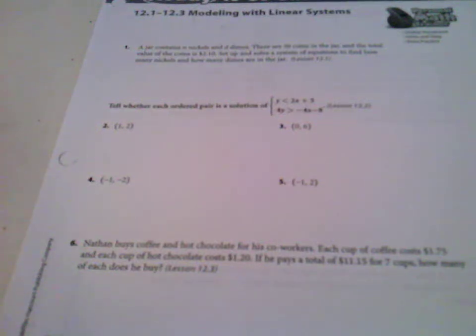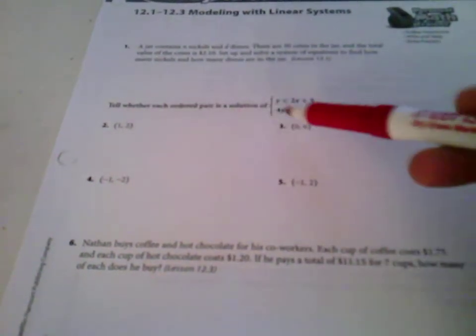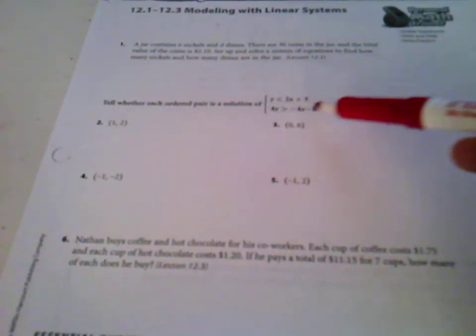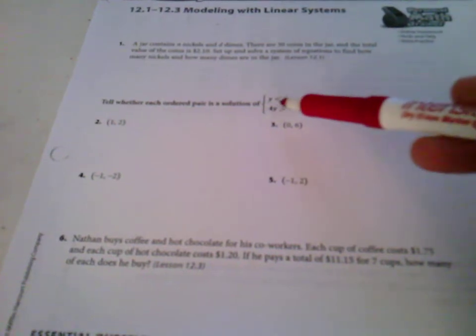Alright, let's continue. Numbers 2 through 5 actually all regard the same systems. We have to tell whether each ordered pair is a solution of y is less than 2x plus 5, and then, along with that, 4y is greater than negative 4x minus 8. And they give us these 4 different points, and they want us to determine whether or not these points are solutions for the systems of linear inequalities now.